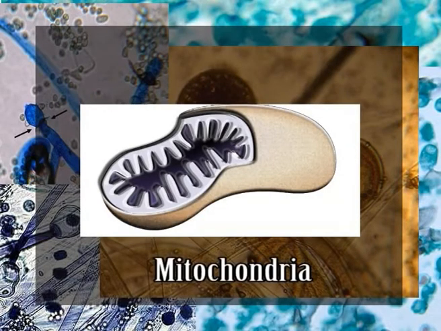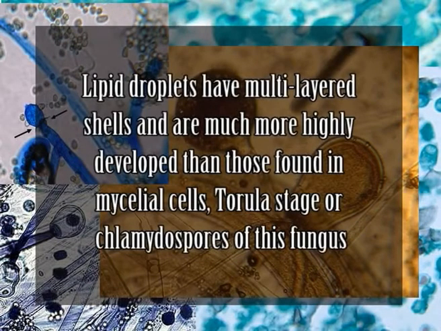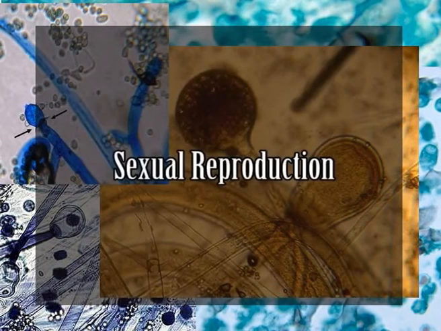Their cristae are indistinct. Lipid droplets have multi-layered shells and are much more highly developed than those found in mycelial cells, torula stage or chlamydospores of this fungus. When they fall on suitable substratum in presence of proper moisture and temperature, they germinate by producing germ tubes which then establish new mycelia. Now, sexual reproduction.